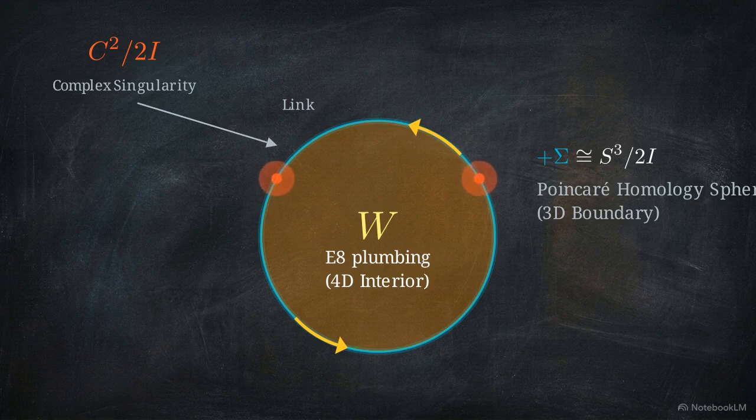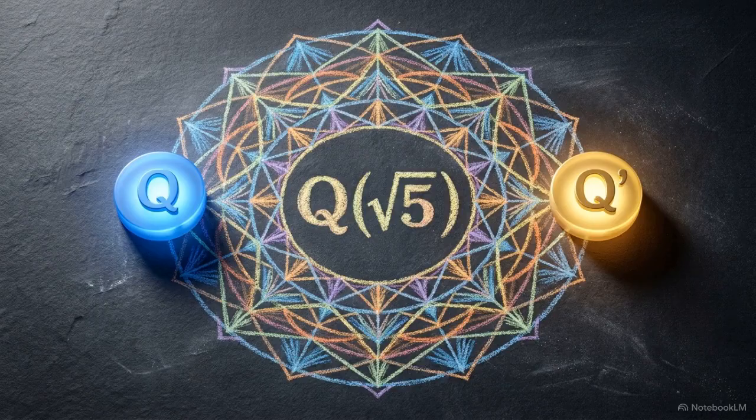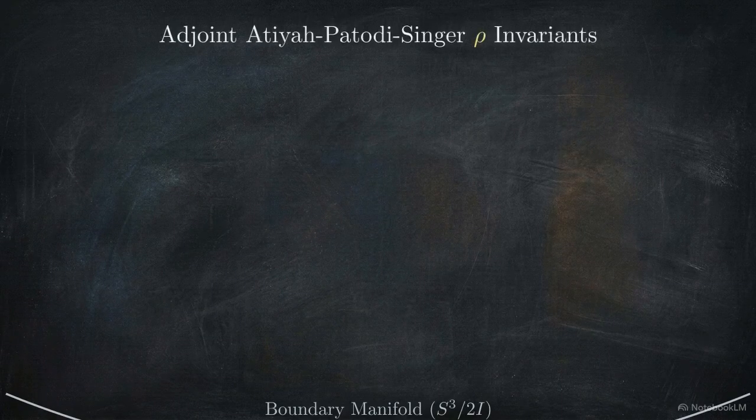modulo 2i. Up to conjugation, it carries exactly two non-trivial irreducible flat SU2 connections. We call them the Galois pair, representations Q and Q'. These two flat connections are tightly linked. They are interchanged mathematically by the Galois automorphism of the quadratic field Q adjoint root 5. We measure their footprint using adjoint Atiyah-Patodi-Singer Rho invariants.